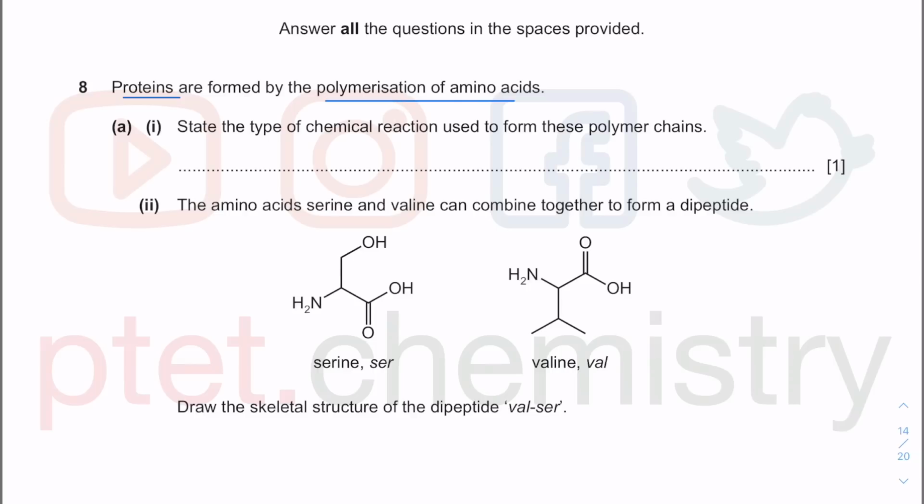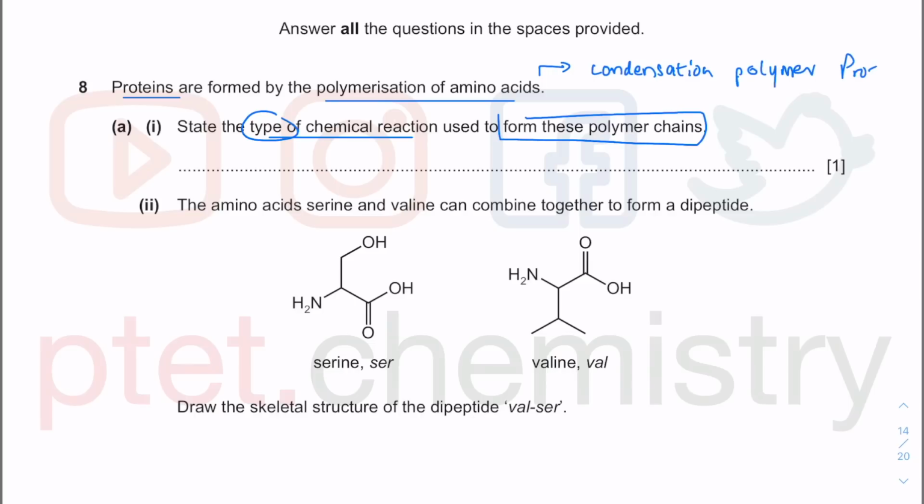What is the type of chemical reaction to form this polymer chain? We talk about amino acids that can undergo condensation in order to give you a condensation polymer called proteins. So you get proteins because you have a polypeptide. Polypeptide basically means many peptide bonds.